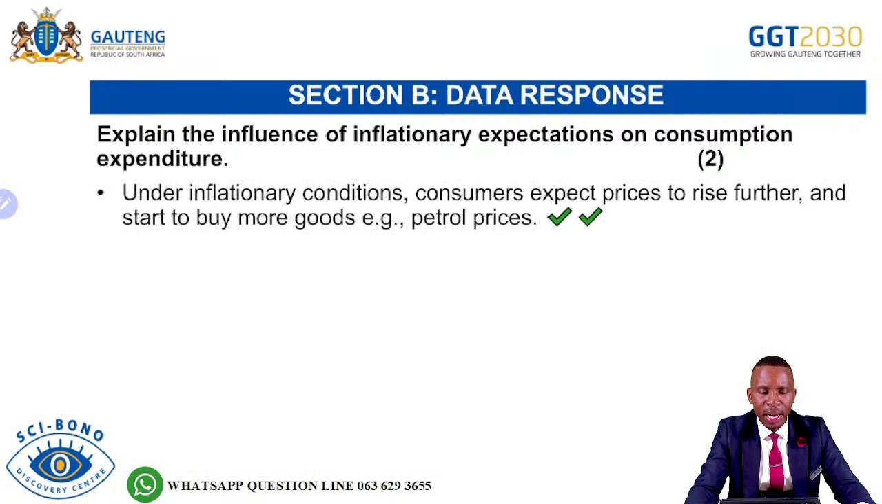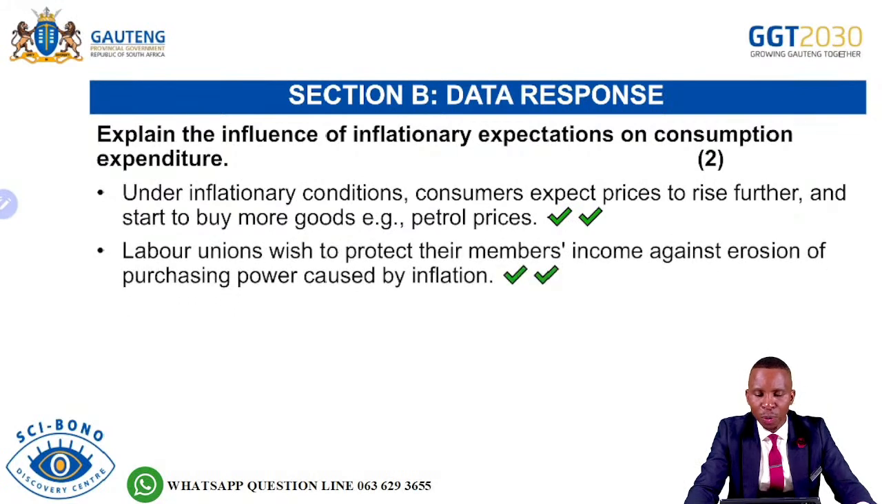So let's see. Under inflationary conditions, consumers expect prices to rise further and they start to buy more goods, e.g. petrol. If the petrol price will be increasing, consumers will buy petrol now to ensure that they don't spend their money on petrol when it can afford fewer liters. Labor unions wish to protect their members' income against the erosion of purchasing power caused by inflation.